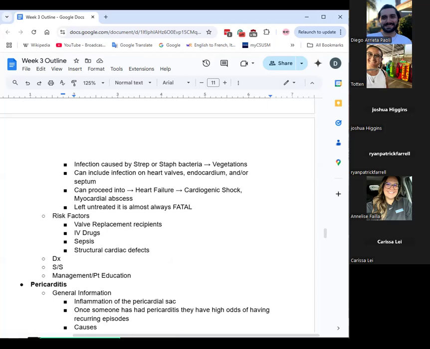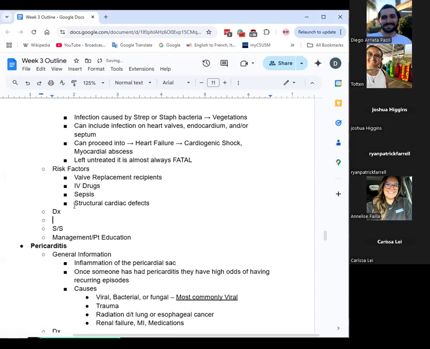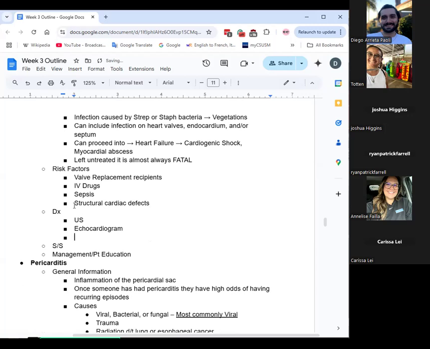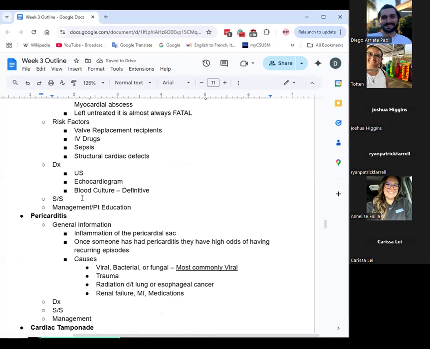Okay, so what about your diagnostics? What are we doing for this? Ultrasound, echocardiogram. And yeah, blood culture. This is your definitive diagnosis. You can get a TEE as well. Specifically for the echocardiogram, you'll probably see a transesophageal echo, TEE.